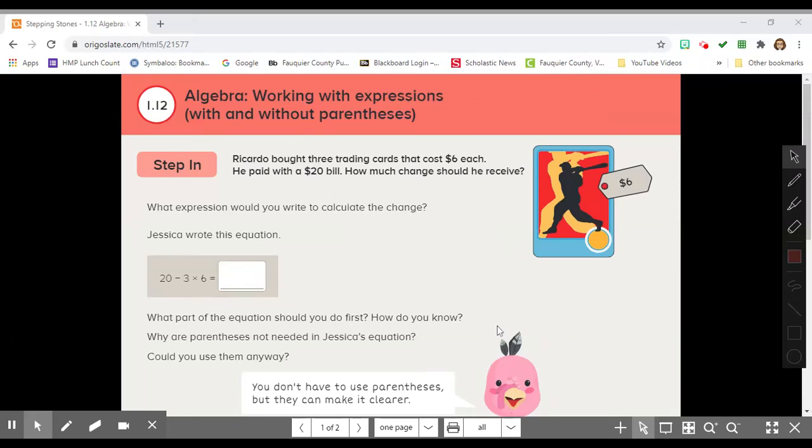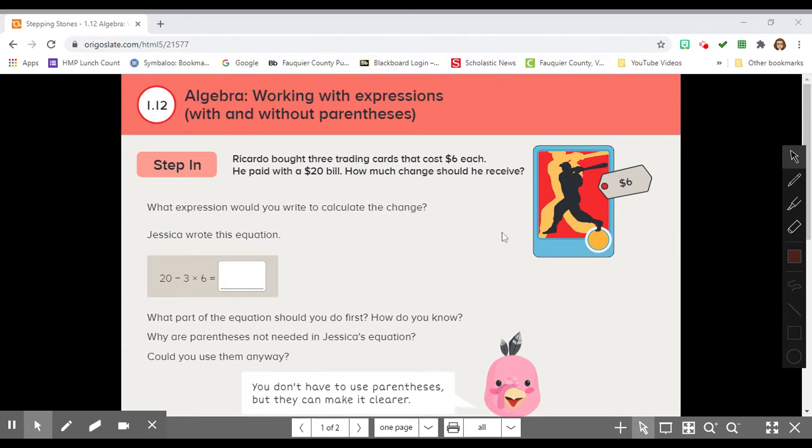Hello, fifth grade. So today we continue working with expressions. And for today's work, we're going to be looking at some more word problems. So we're going to go ahead and start with step in and look at this.